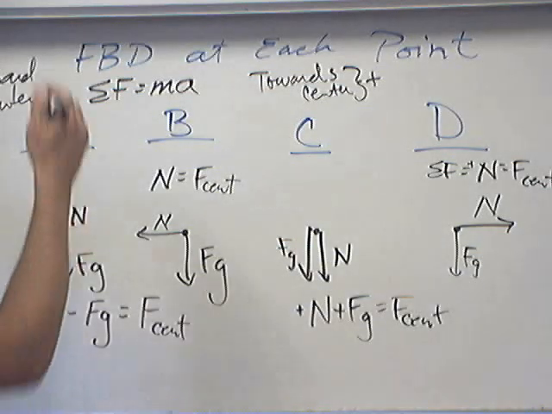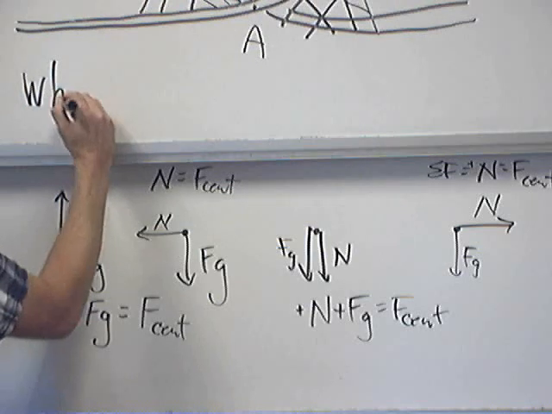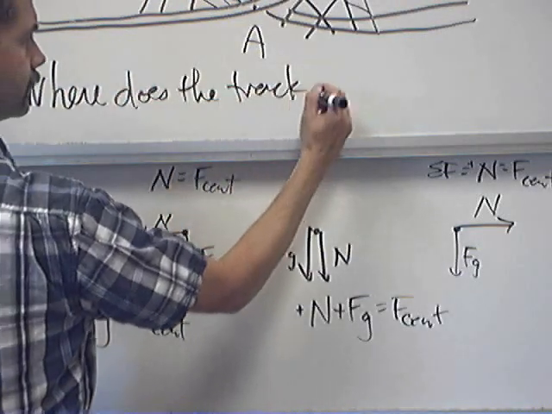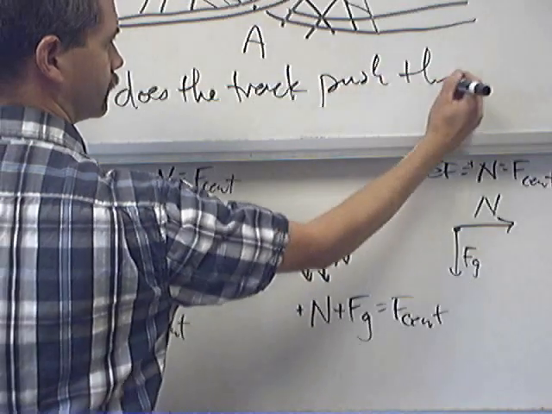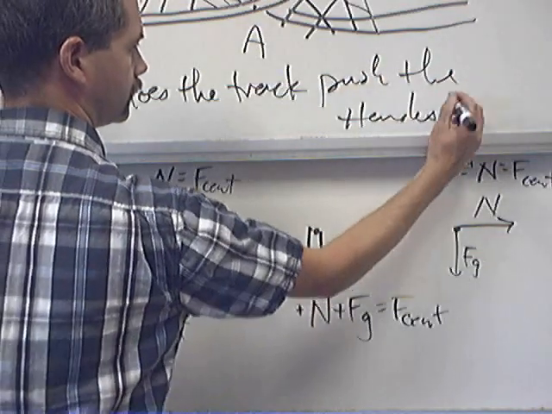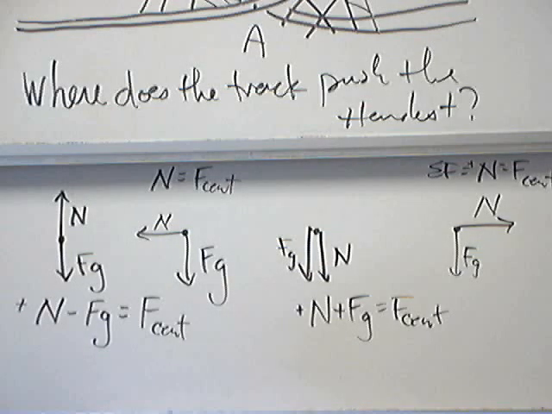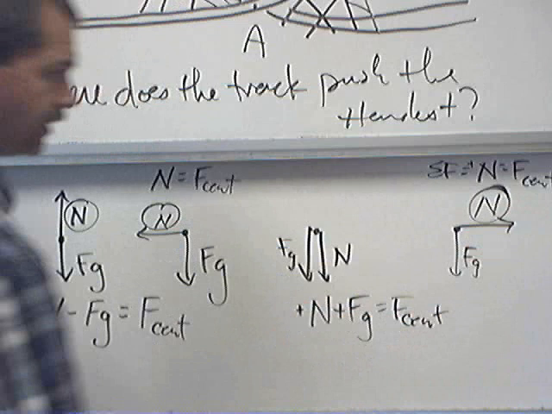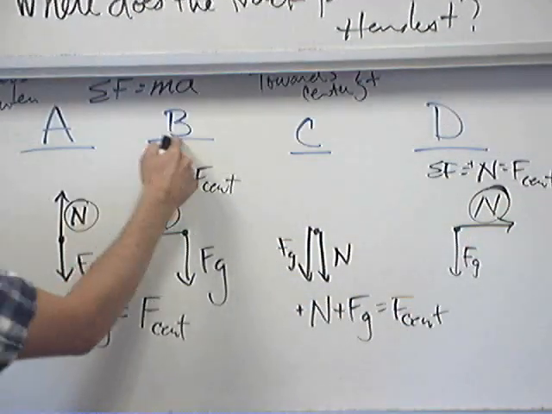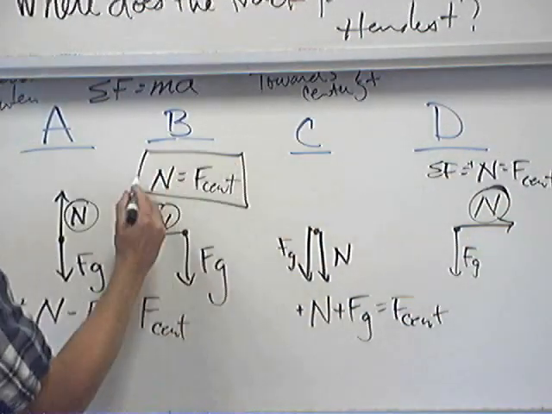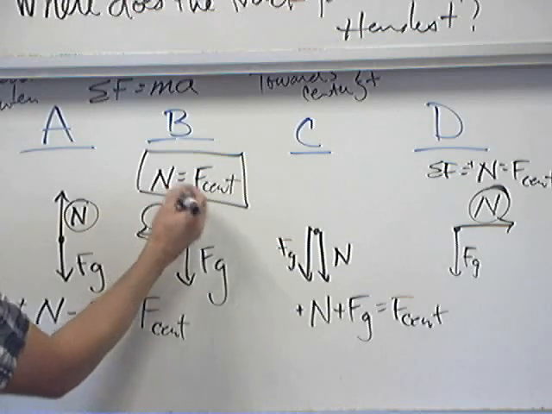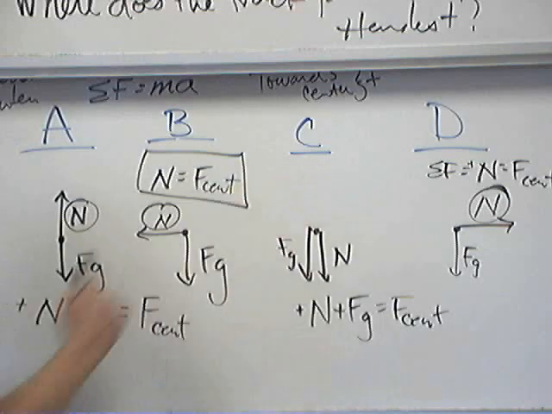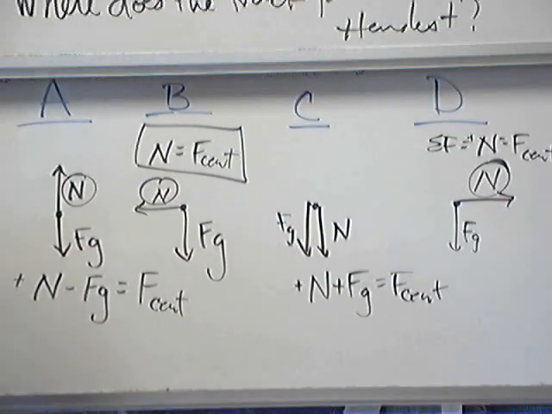Where does the track push the hardest? Well, it's got to be where this n is the largest. Where is n the largest? Well, we see at part B and part D, the normal force is simply the centripetal force. So those two are the same. So it's either at A or at C. One of those is going to give me the largest normal force.